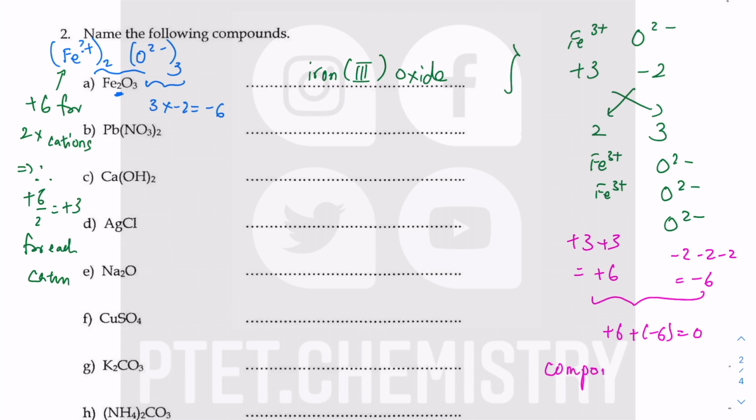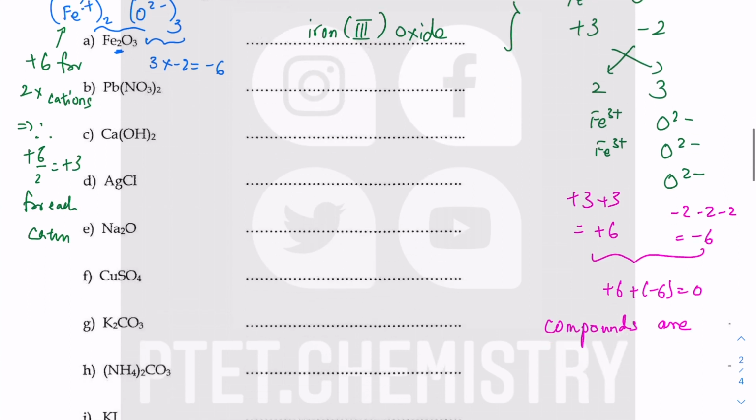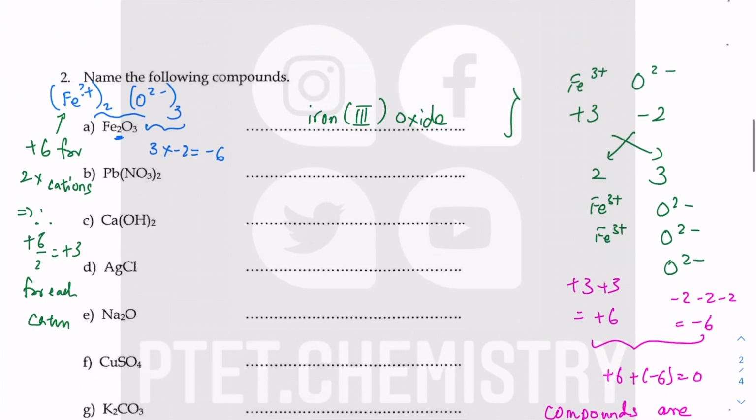Compounds are uncharged. If there is anything you have learned from elements, compounds, mixtures, atoms, molecules, ions, is that compounds are uncharged. You can have ionic compound, you can have covalent compound, they will be uncharged overall. But ionic compound contain ions that are charged. Anyway, on to the next one.